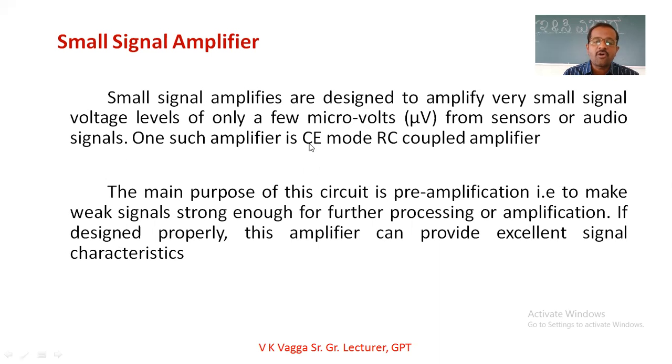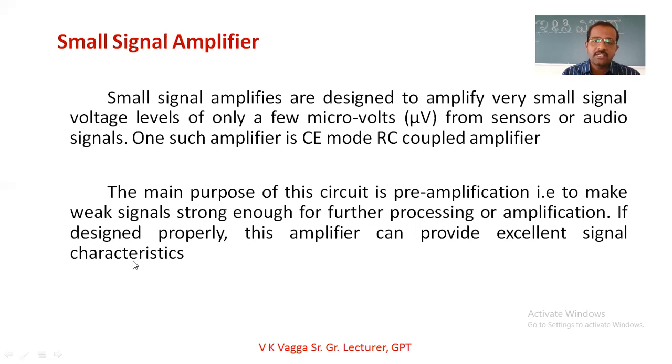CE is common emitter. RC is resistor capacitor coupled amplifier. The main purpose of this circuit is pre-amplification, that is, to make the weak signal strong enough for further processing or amplification. If designed properly, this amplifier can provide excellent signal characteristics.